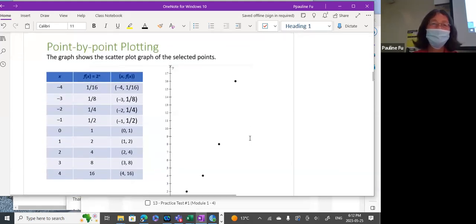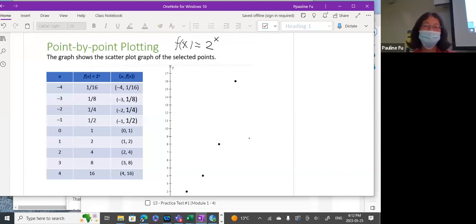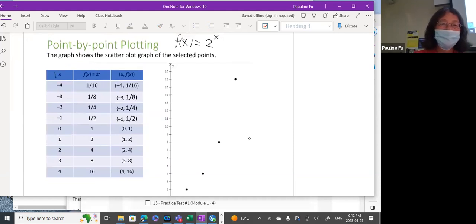Okay, now let's plug in f(x) equal to 2 raised to power x. Let's graph this one. To graph, you give some points for x. Suppose x equal to negative 4, negative 3, negative 2, etc. Once you are given the x, figure out what is 2 raised to power x. So for example, 2 raised to power negative 4 equal to 1 over 16. And the next one, 2 raised to power negative 3 equal to 1 over 8. And then 2 raised to power negative 2 equal to 1 over 4, etc.